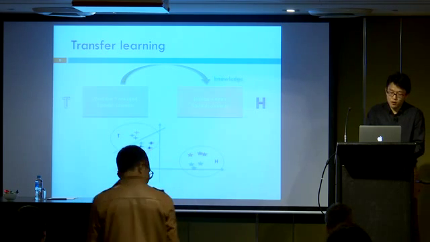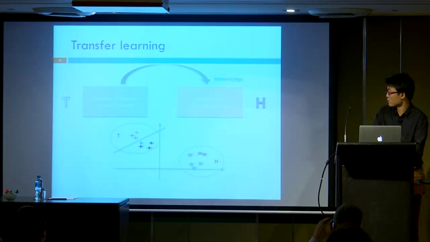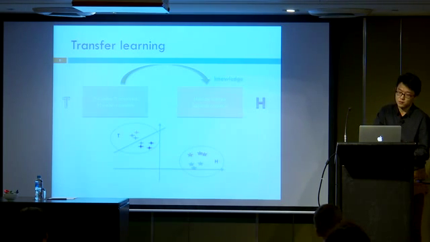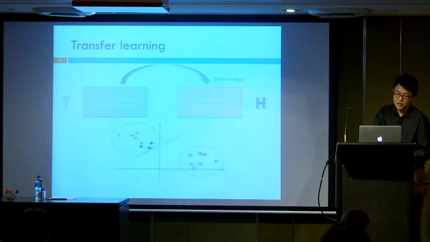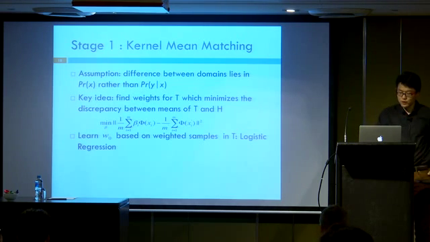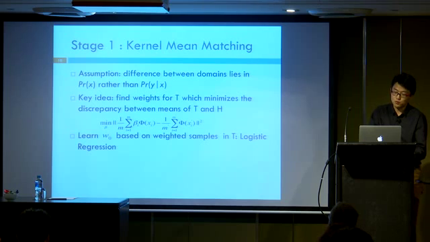So in our problem, the machine translated Spanish content, which is the domain T, the left domain, is different from the human written Spanish content, which is domain H. So we need to do some modification for the machine translated content to make the final learning result more accurate. And for this target, we have proposed a two-stage algorithm to do the transfer learning.